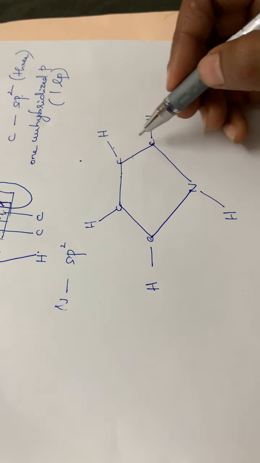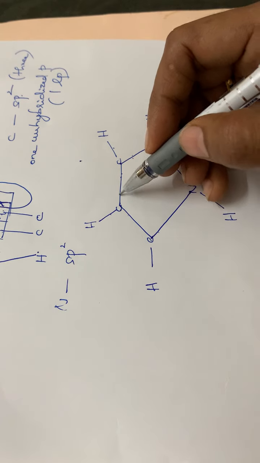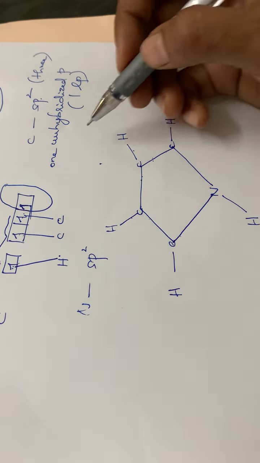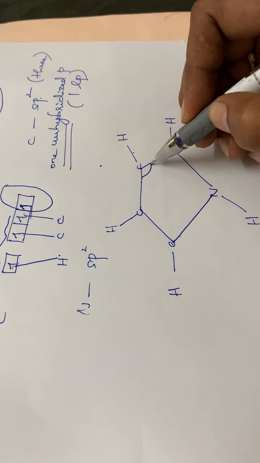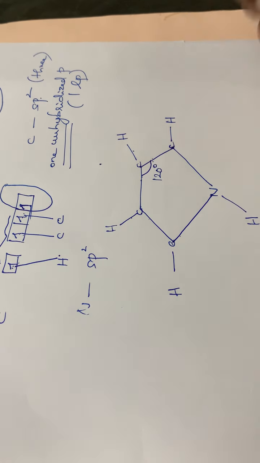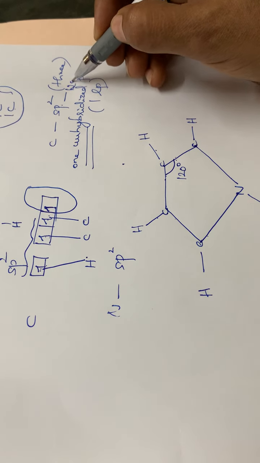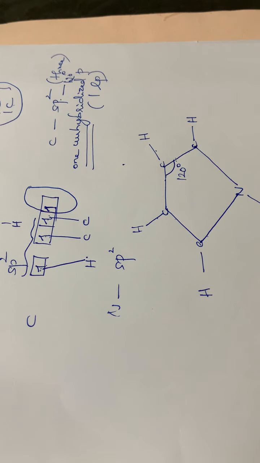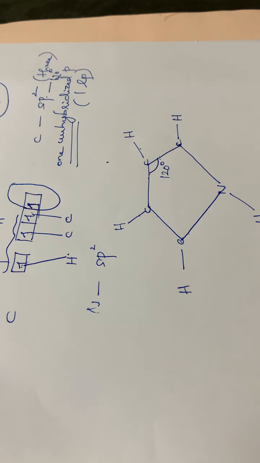Okay, 1, 2 and 3. Then there will be one remaining unhybridized p orbital, isn't it? See here, what about the bond angles? Bond angles will be 120 degrees. Normally sp2 hybridization means the bond angle is 120 degrees. Last year you have studied. So the bond angles will be 120 degrees regarding these hybridized orbitals.